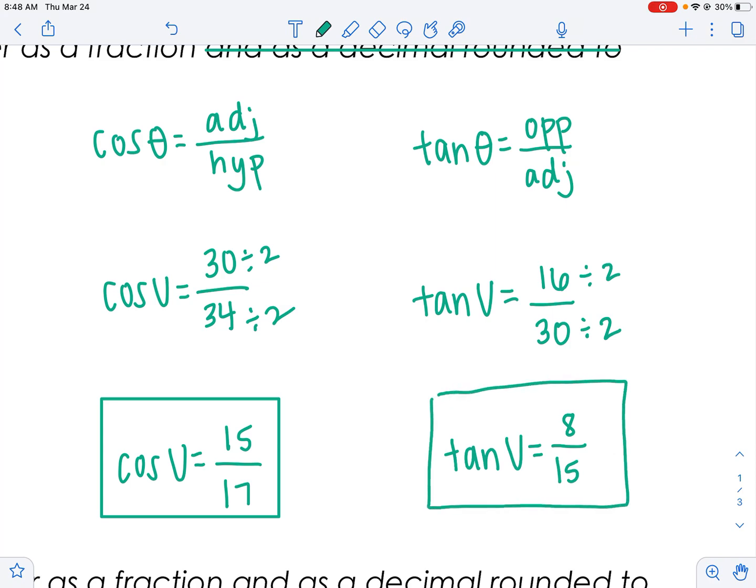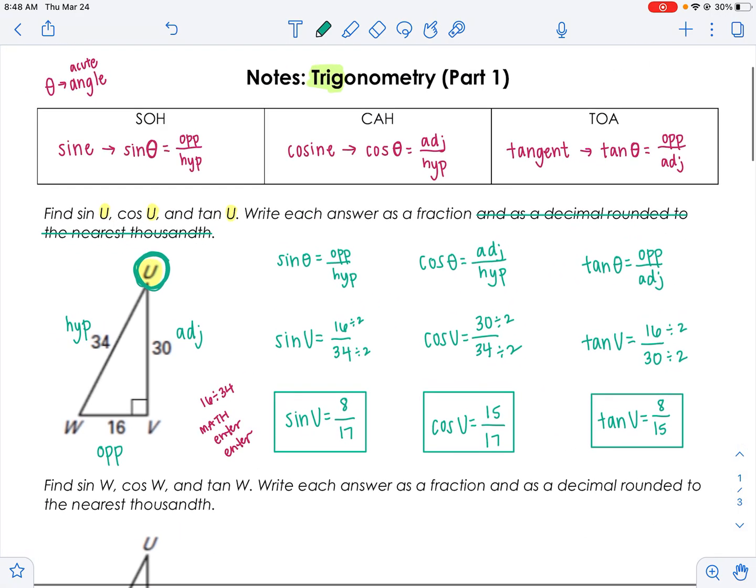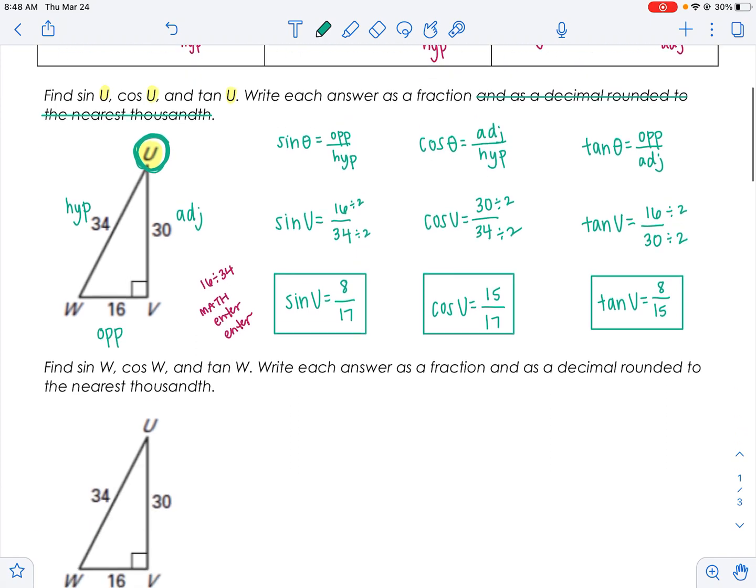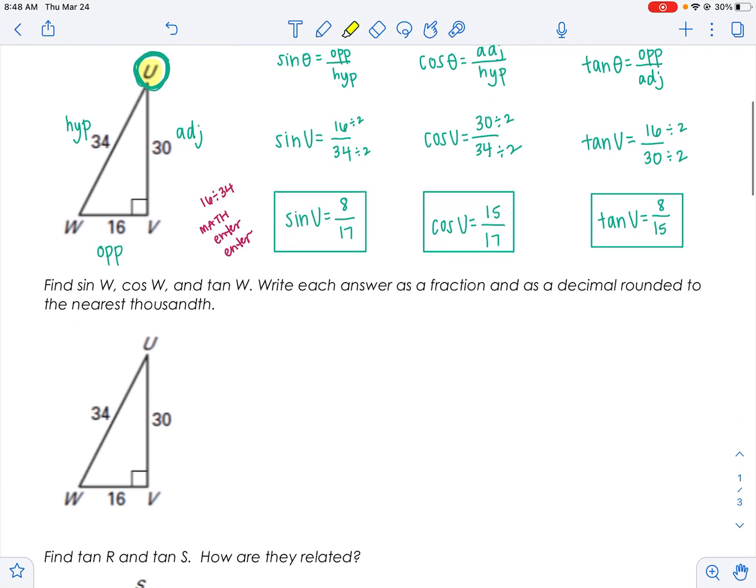And those are your trig ratios. Remember that a ratio is just a fraction. So like our trig ratios, we literally just labeled and then we found all of our fractions. That was it. So let's do another one. This one now says find sine of w, cosine of w, and tangent of w.